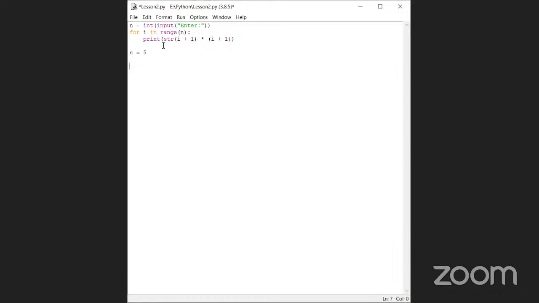Now the first thing it will print is str(i + 1) times (i + 1). The reason we use i + 1 is that in this loop, for i in range, the i does not start from 1. The i actually starts from 0 to n. So the first thing is that i equals 0. That's what i is at the beginning. And once we go inside, we can see that i + 1, so 0 + 1, would equal 1.